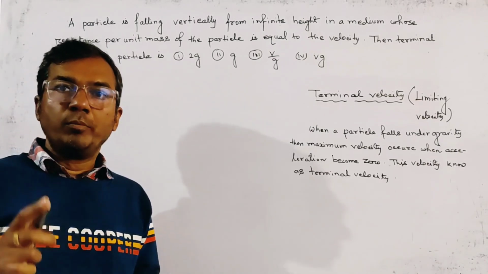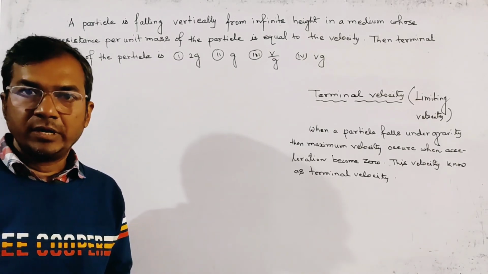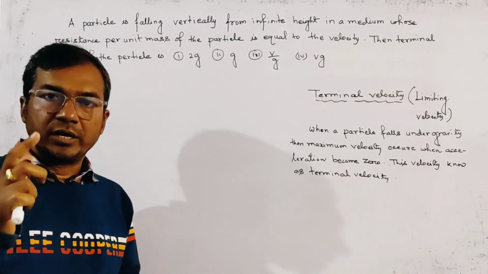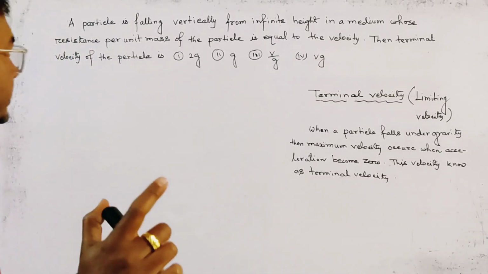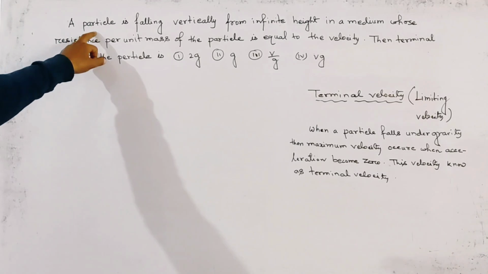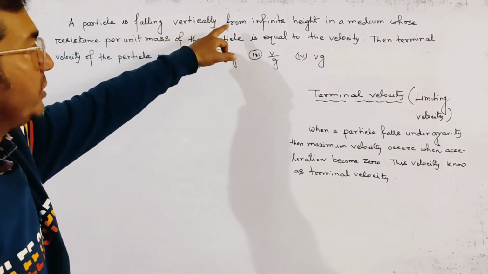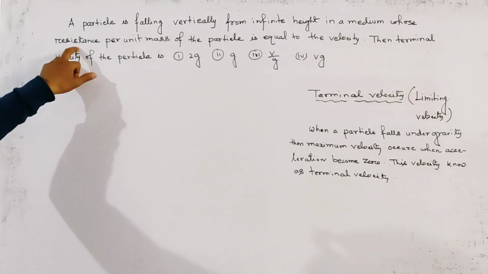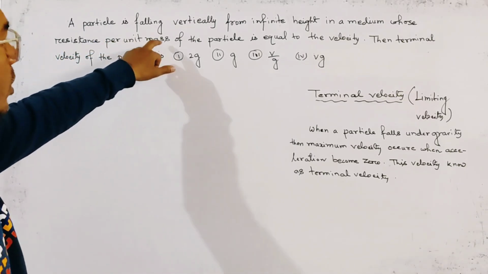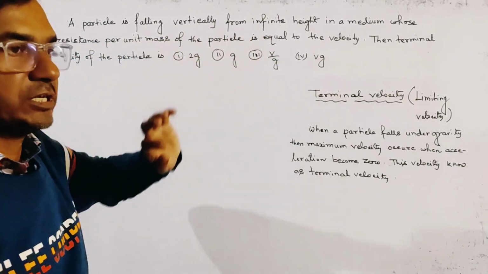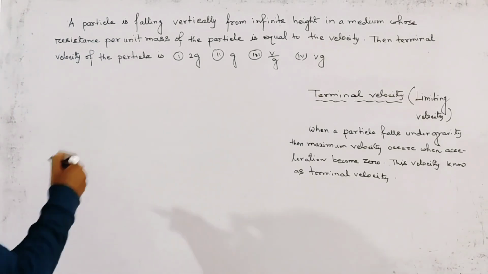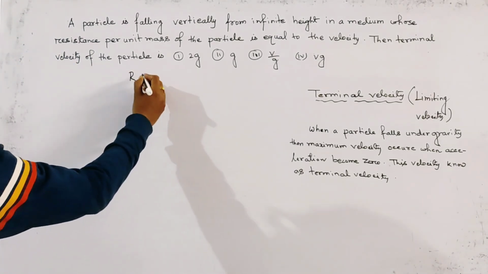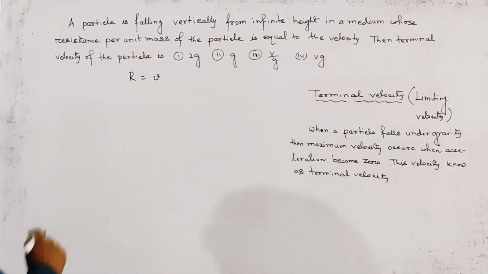A problem from particle dynamics, and particularly from vertical motion under gravity. The problem says that a particle is falling vertically from infinite height in a medium whose resistance per unit mass of the particle is equal to the velocity. So the resistance force R is equal to V per unit mass.